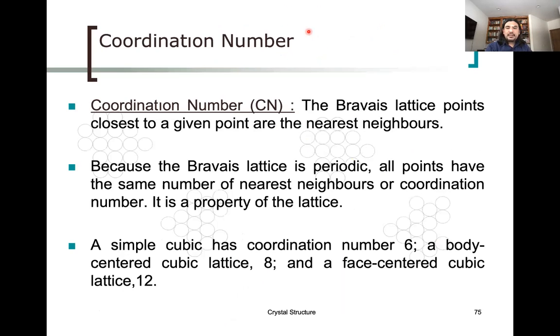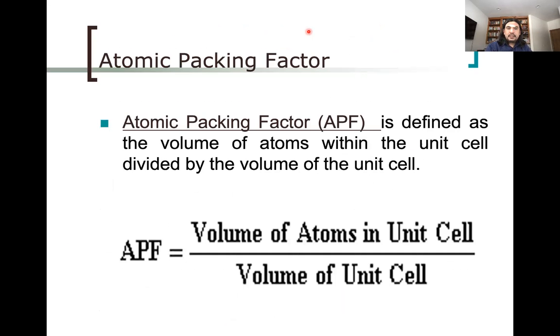Okay. So coordination number I covered, how many atoms are nearby. And the most important thing is that the body center cubic has 8 and the face center cubic has 12 points near it. Now, the next thing I want to cover, because I'm going to give you a problem about this, has to deal with the packing factor. So if we take the volume of atoms in the unit cell and divide it by the volume of the unit cell, assume that the atoms are spherical, right?